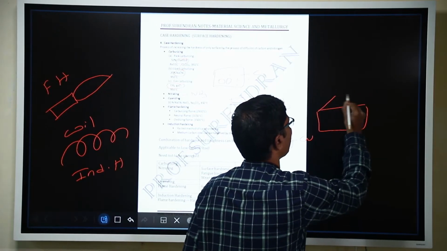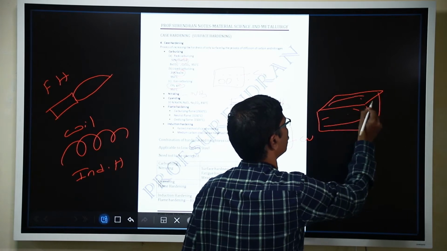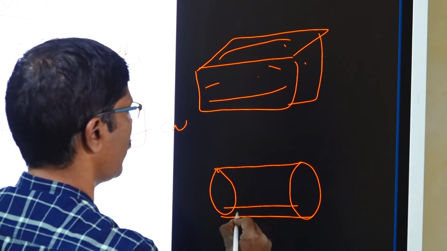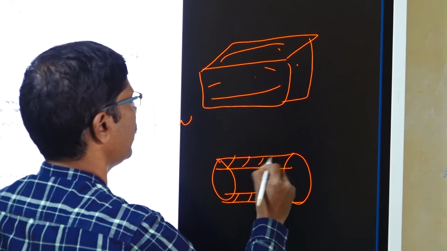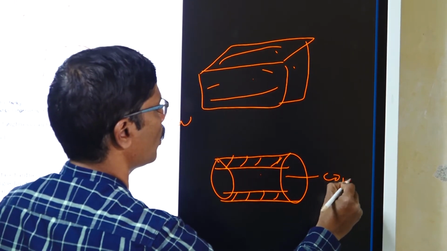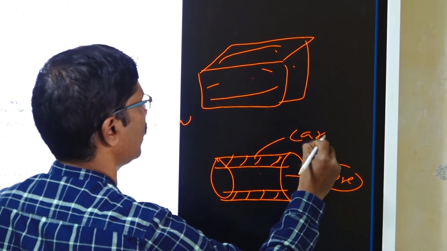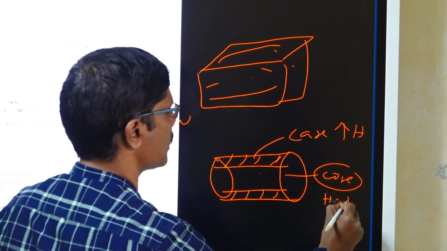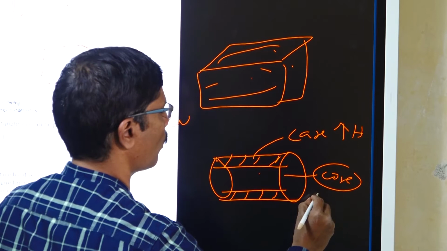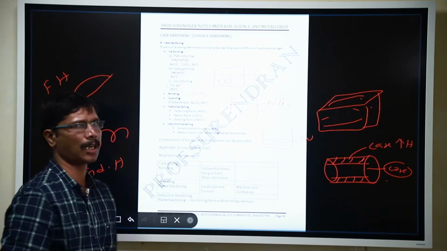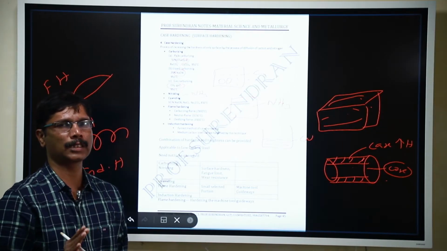What is the difference between heat treatment and case hardening? In heat treatment, the entire part's property is changed. In case hardening, what happens? Only the surface, the periphery, the external surface is hardened, and the internal part, the core, remains the same. The case hardness is increased, core hardness remains same, core property does not change. Because of that this process is called case hardening.